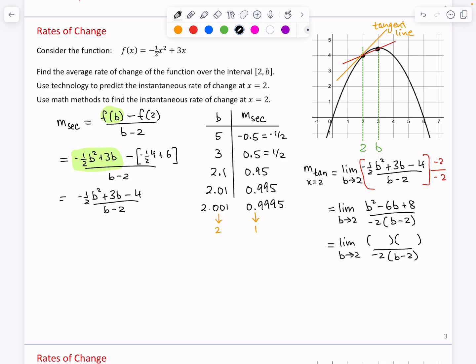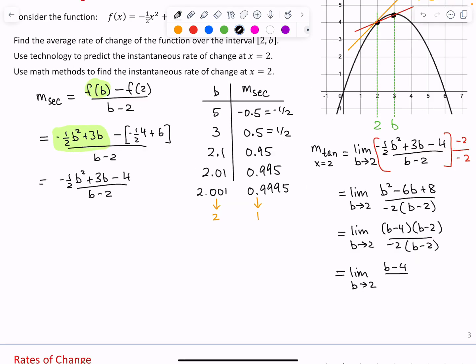I'm going to factor the numerator. I can guess one of the factors will be b minus 2, meaning the other one would have to be b minus 4, so that when you FOIL these two terms, b minus 4 times b minus 2, you do want to confirm that that does in fact equal b squared minus 6b plus 8, which it does. So I have a correct factoring. Furthermore, the b minus 2's will now cancel, changing my expression to b minus 4 over negative 2.